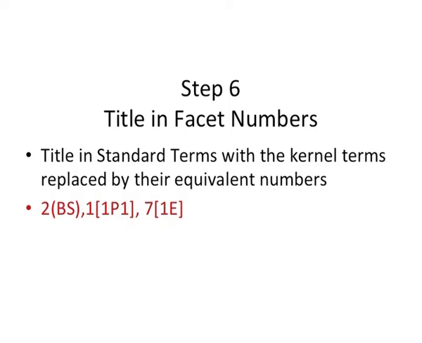Similarly, for the other example, we have to go to the schedule of literature, and we will find O as the notation for literature. We will find out the number for Hindi language, we will find out the number for the author, for the fiction, and then for the author according to his date of birth, and then also for the work. So, that now we have the title in facet numbers.